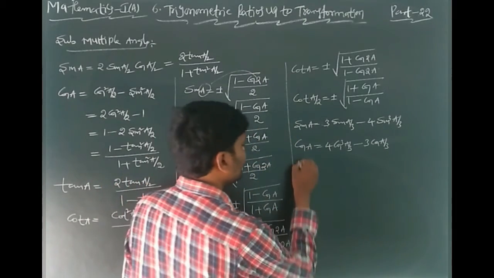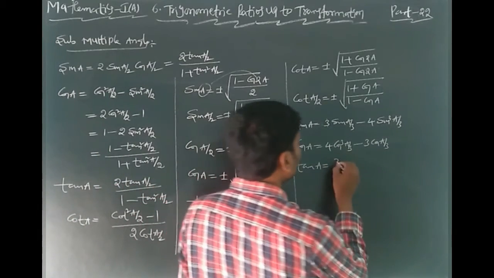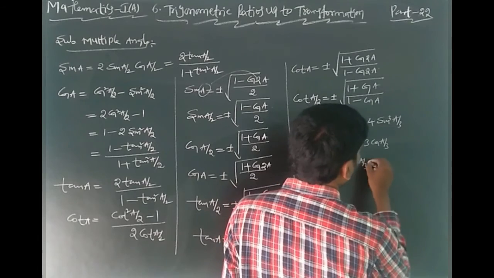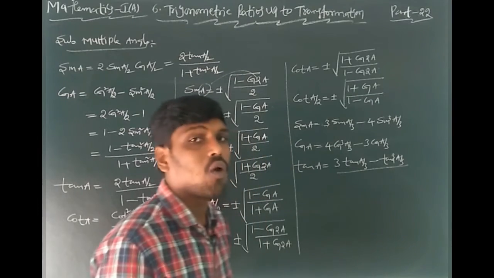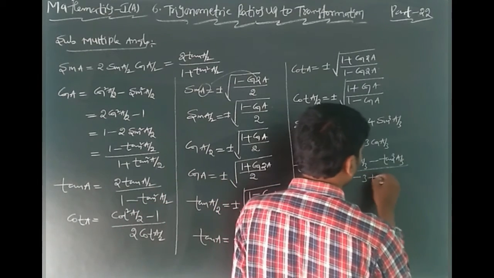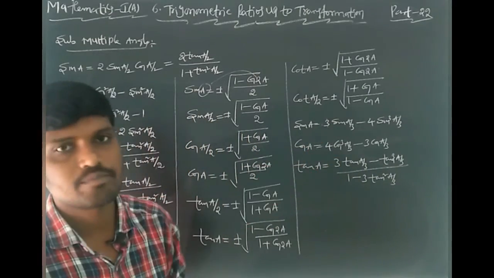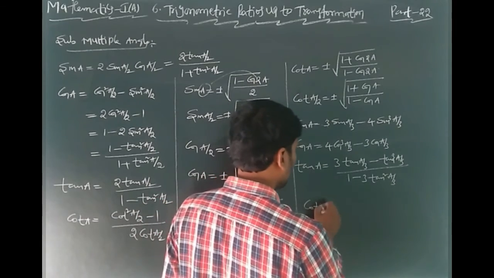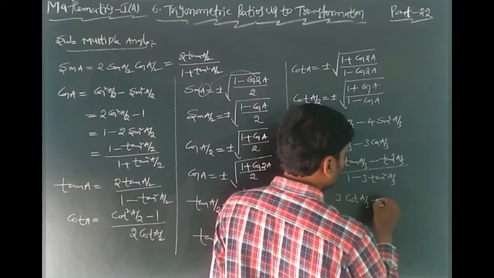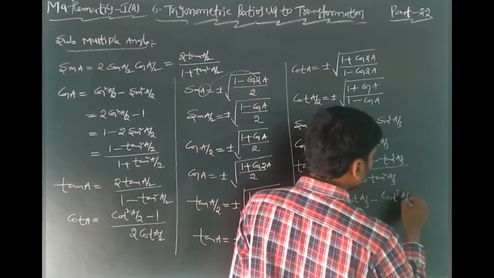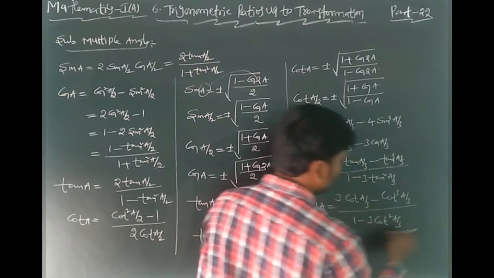Similarly, tan a. What is the formula of tan a? Tan a is equal to 3 tan a by 3 minus tan cube a by 3 whole by 1 minus 3 tan square a by 3. This is the value of tan a. Next goes to cot a. Cot a in terms of a by 3 is cot a by 3 minus cot cube a by 3 by 1 minus 3 cot square a by 3.